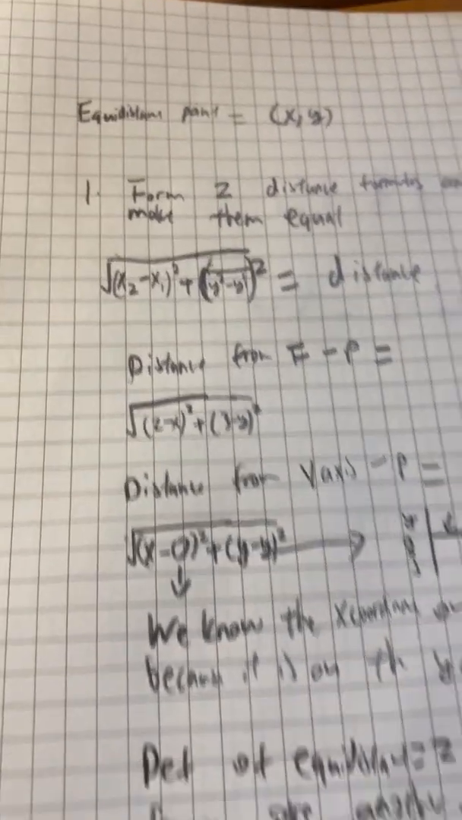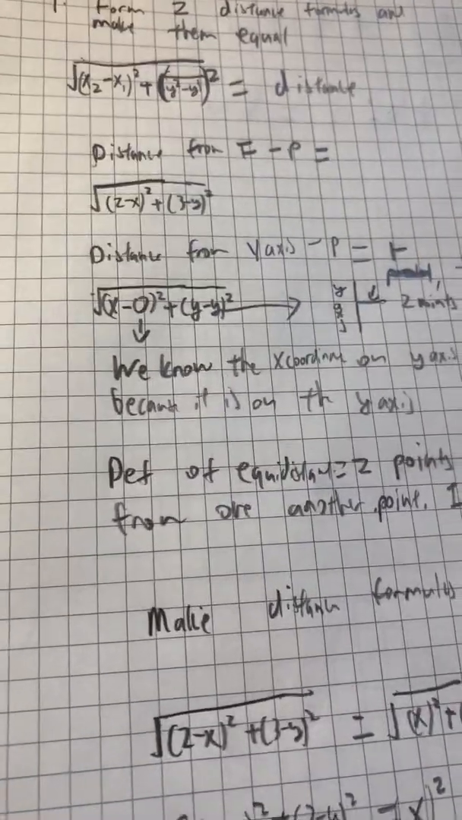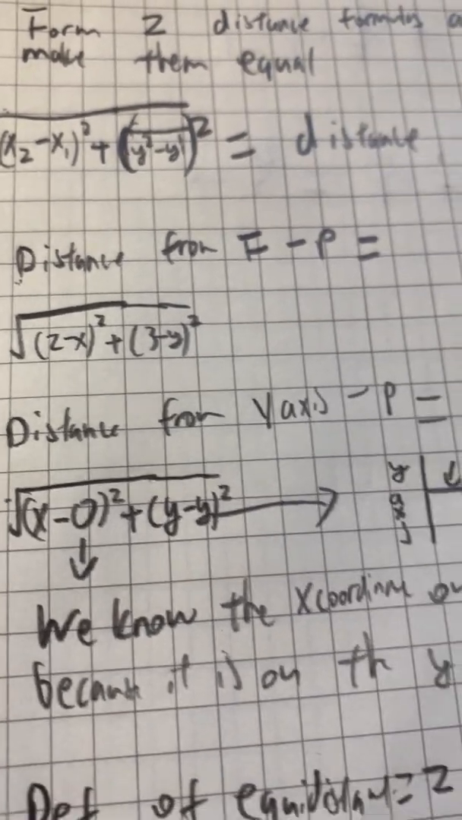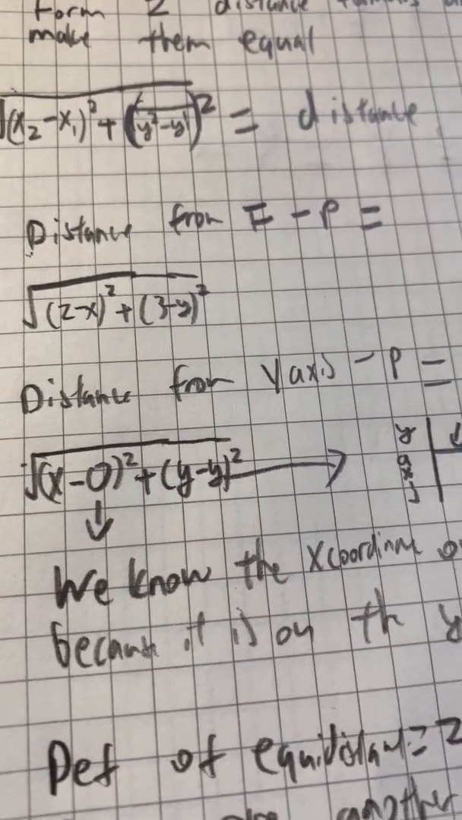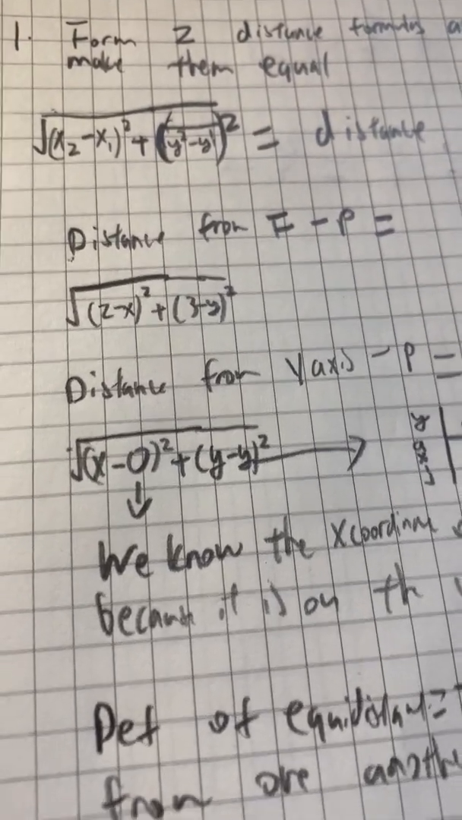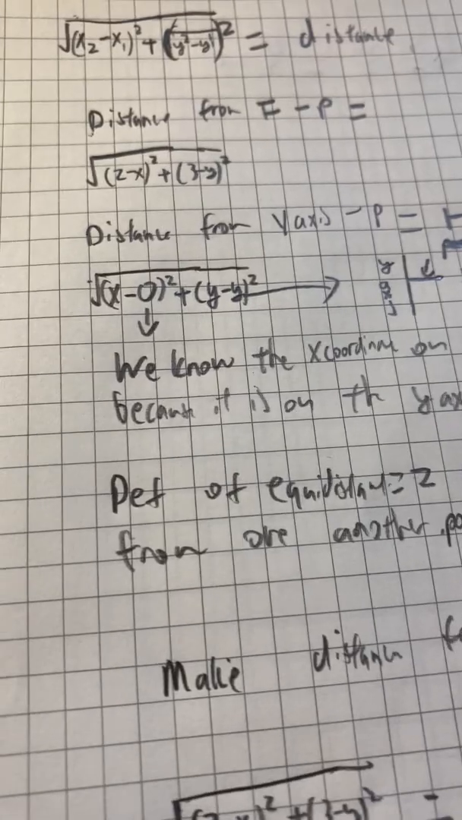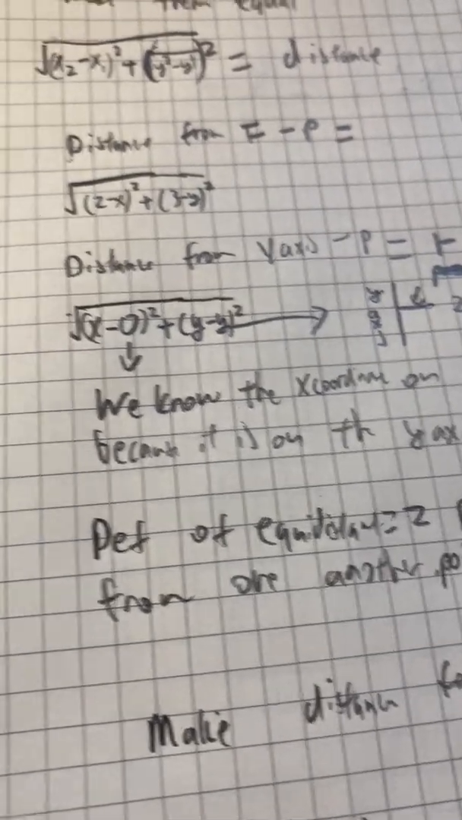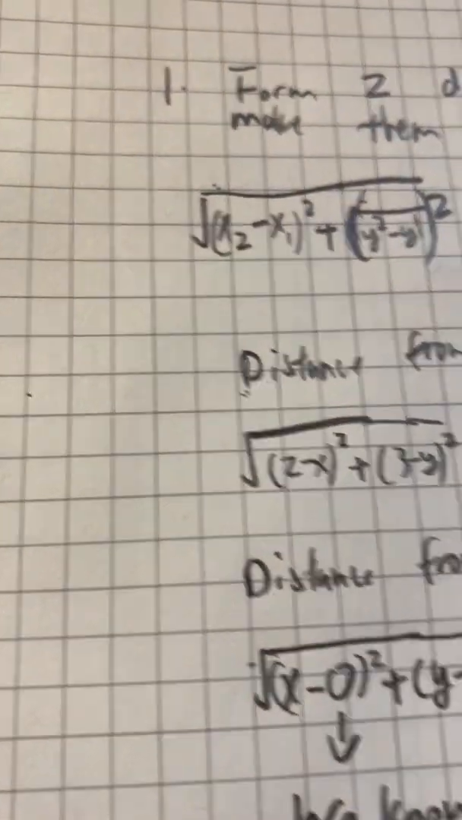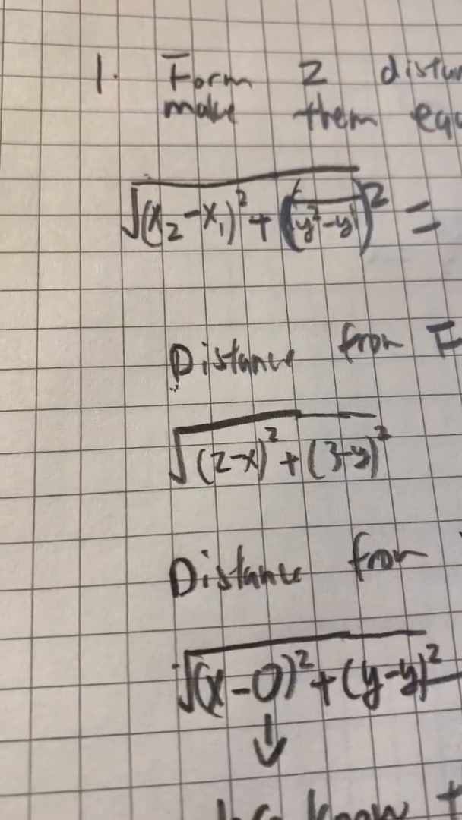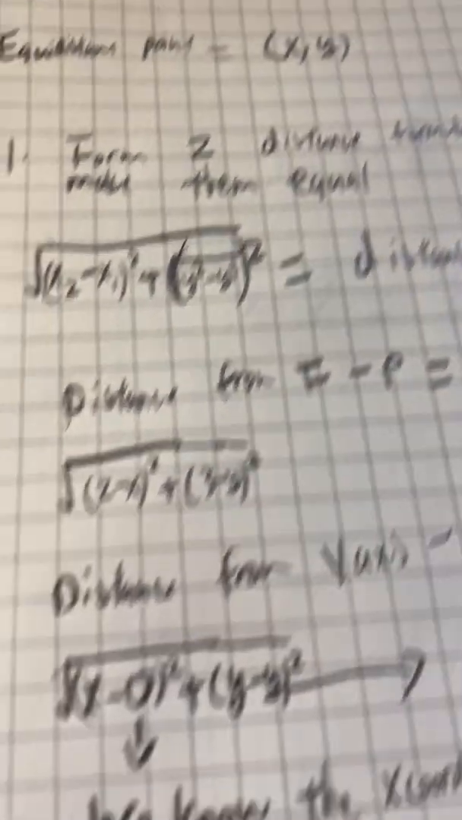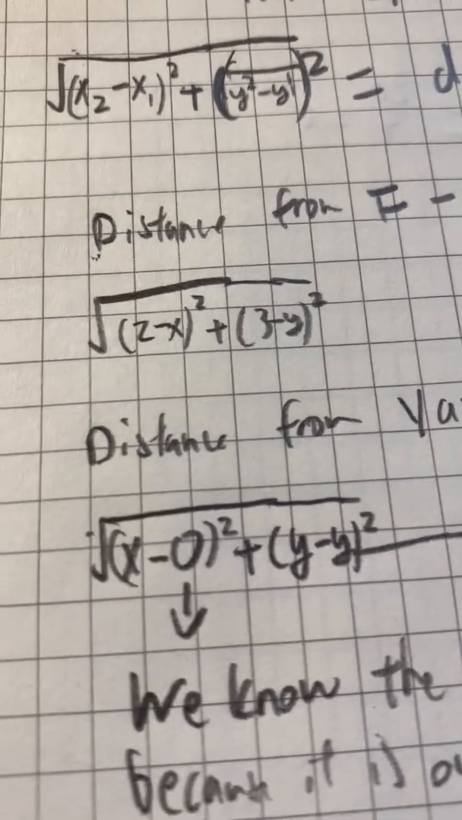So that is the distance formula, and I generated two distance formulas: one to represent the distance from F, which is (2, 3), to P, the point that is equidistant from the y-axis and F, and another one for the distance from the y-axis to P. The first one is really easy to explain. You let P equal x and y, and you plug in F. So that makes the first function.